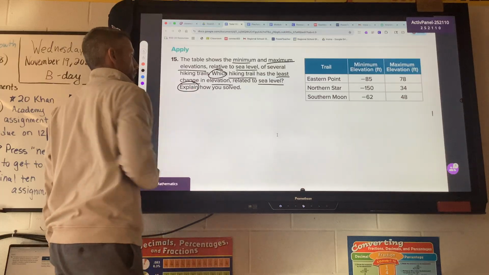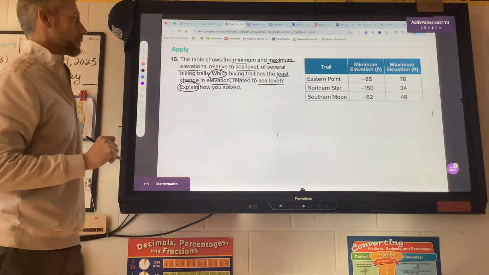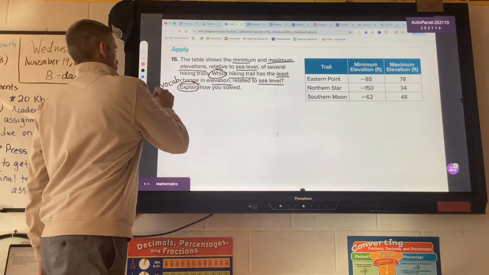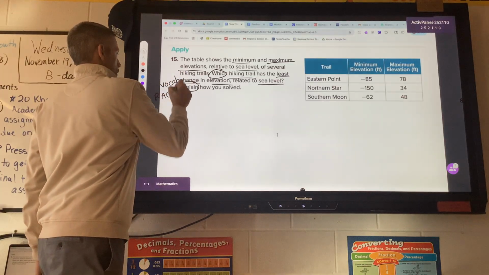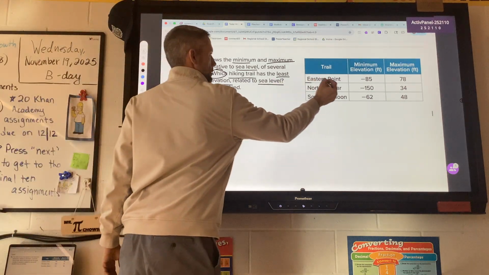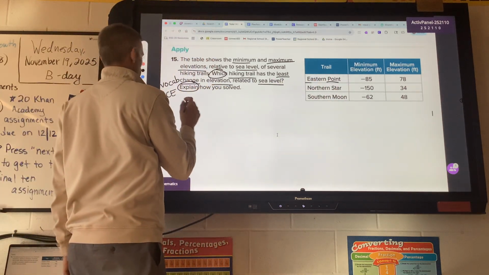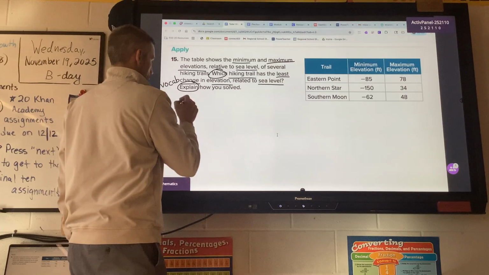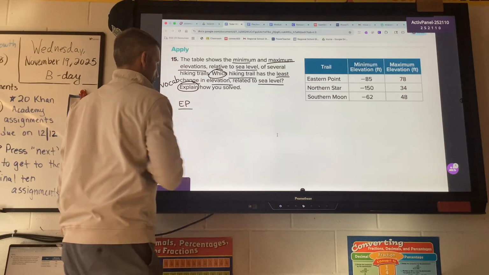And then this part we don't really like to do, even myself I don't like to do it, but we're going to use relevant vocab to help us. It's going to be a mini RACE response. But in order to explain how we solved it, we have to solve it first. So what I'm going to do is take Eastern Point Trail, and I'm just going to abbreviate that. Over here I'm going to put Eastern Point.